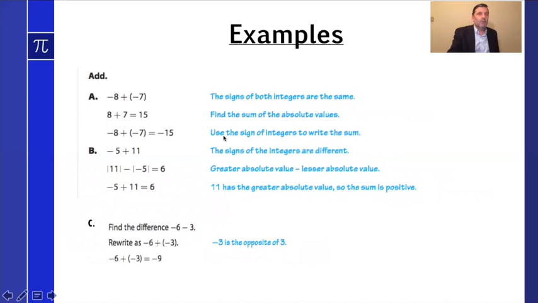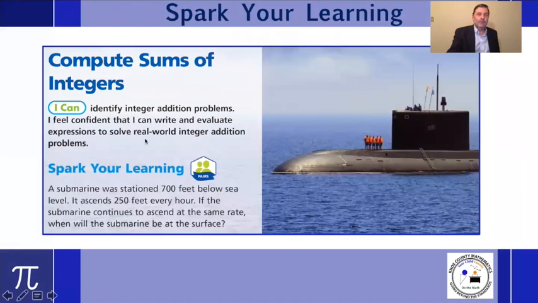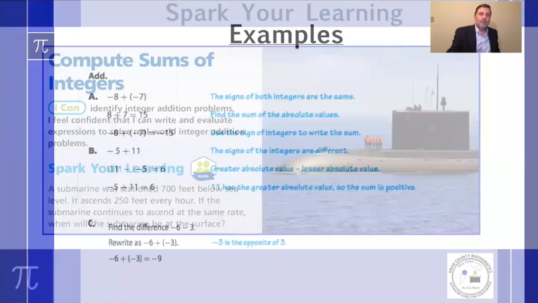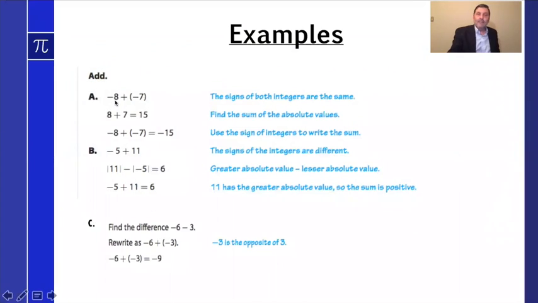But remember our rule, use the sign of the integer to write the sum. So whatever the sign of these two were, that's the sign of our answer. So let's think about it. I've got a debt of $8. Brahmagupta thought somebody owed somebody $8. So he has a net debt of $8.